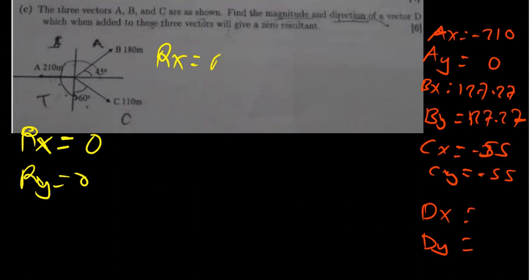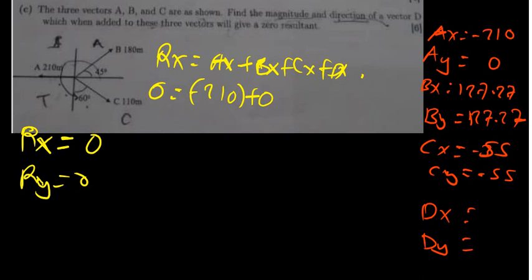Now we are going to say that Rx is going to be Ax plus Bx plus Cx plus Dx. Our goal is to find the Dx. Let's plug in the values and see what we're going to have. So we have 0. Our Ax is negative 210. Our Bx is 127.27. Our Cx is negative 55. Dx is Dx.